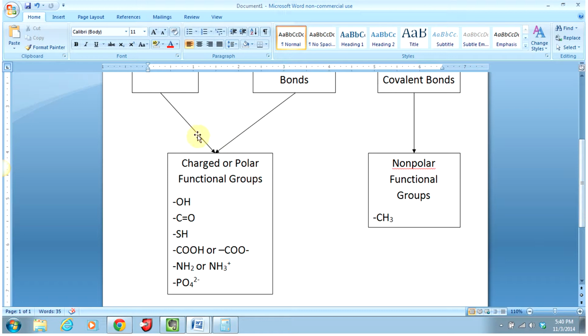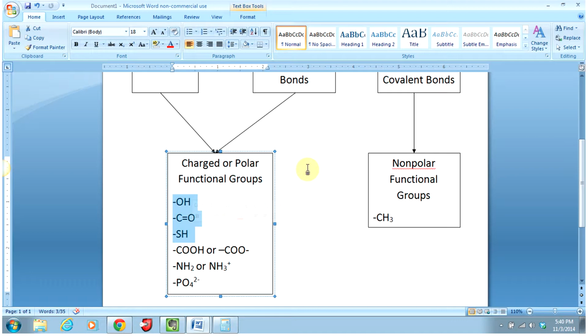So I'll take a look at this list down here. We've got three basic polar functional groups with slight charges on each atom but no overall charge. Our first one is OH, or a hydroxyl group. Our second is CO, C double bonded to O, which is a carbonyl group. And then the last one is SH, or sulfhydryl group.